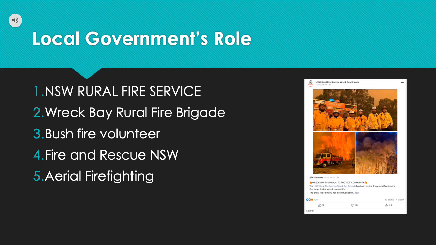The second, of course, is the Whigby Rural Fire Brigade. The third is the Bushfire volunteer. They have to help the brigade. Also, they have to help the residents to evacuate. The fourth is Fire and Rescue NSW. It's an important service center. I will talk about that later. The fifth is aerial firefighting. This is a new way to fight the fire, and we found some information about that.